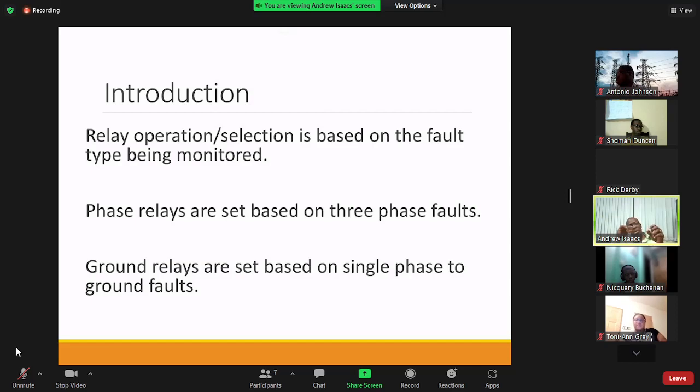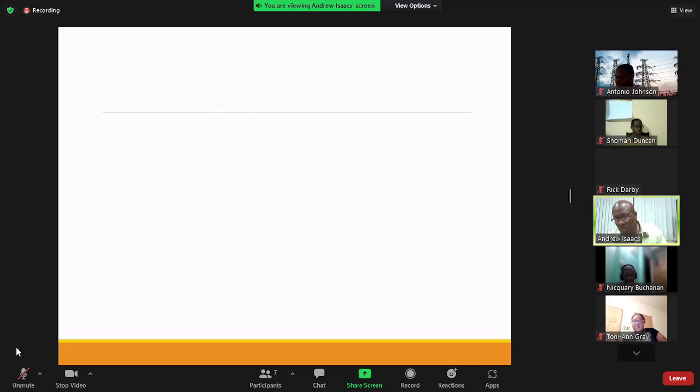And we would then talk about ground relays. These are set based on single phase to ground faults, which is part of the reason you have to understand how to calculate these and what would be the difference in the relationship between the currents and the voltages, et cetera, with these different fault types. So we're going to go through a phase fault.